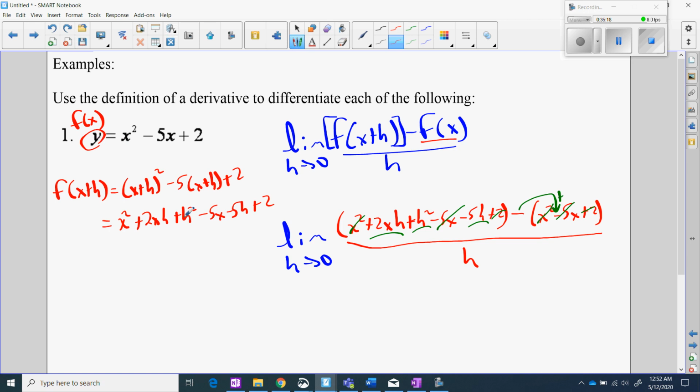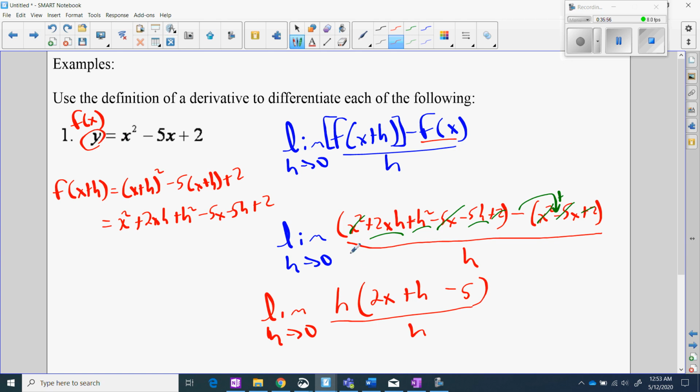Either you expanded this wrong, or you didn't distribute your negatives, but everything that doesn't have an h on it should cross out from the numerator. Now, there could be more stuff down here eventually, depending on the type of function, but up here, this is all going to cross out except ones that have h's on them. Then watch what we do. We factor. We take out that GCF of h. So I take out h. I'm going to get 2x plus h minus 5.